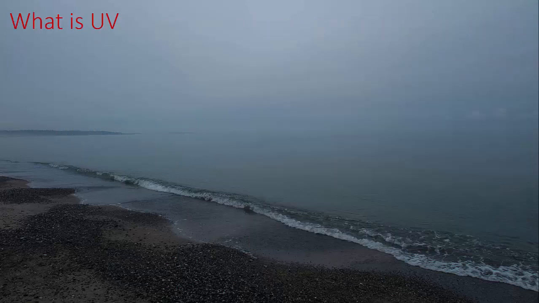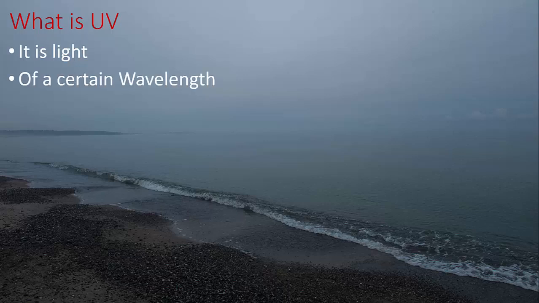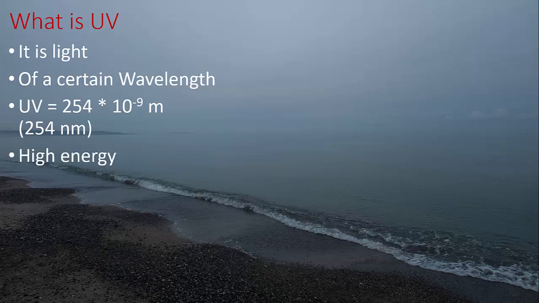What is UV? It is light. It is light of a certain wavelength. And the wavelength is 254 times 10 to the minus 9th power meters, or short, 254 nanometers. That wavelength has very high energy, but we'll come back to that in a short while.